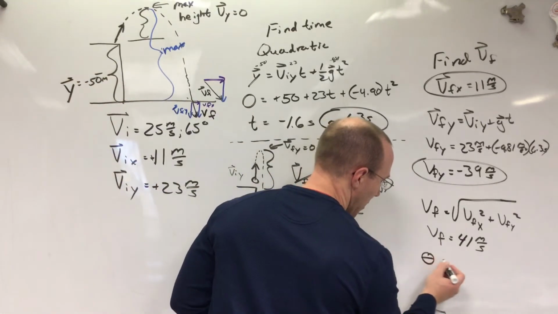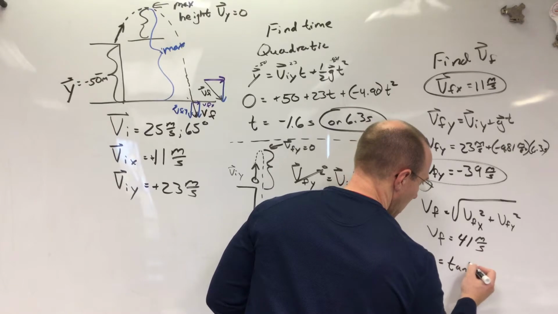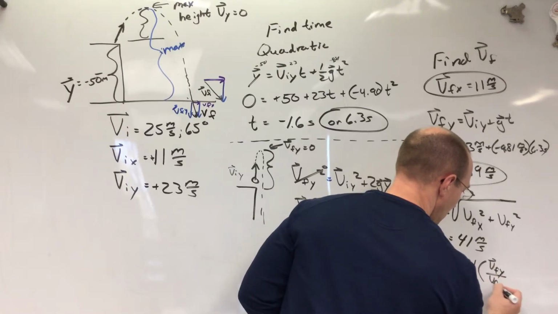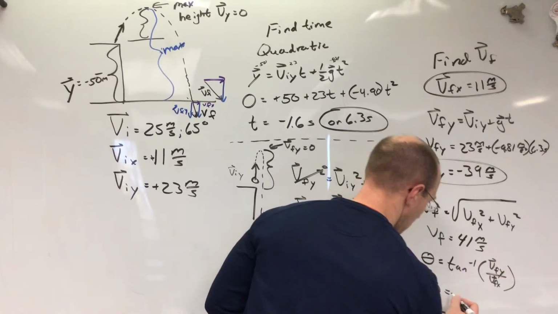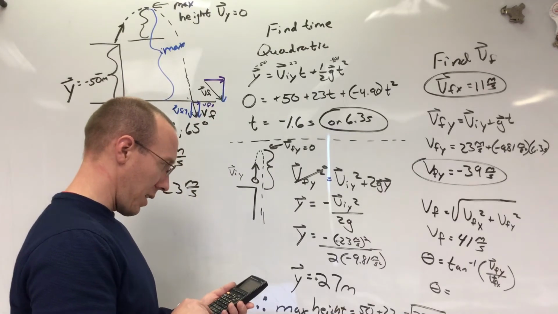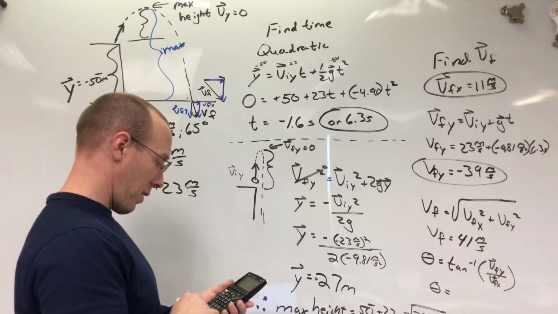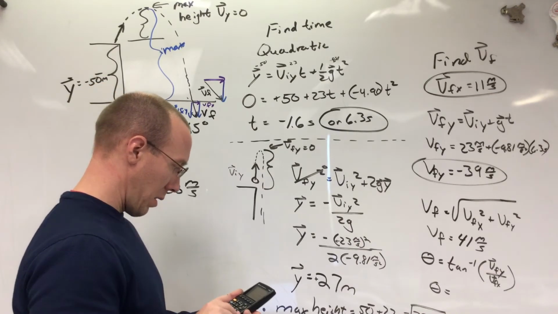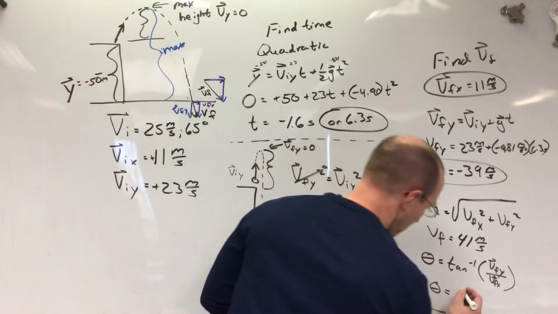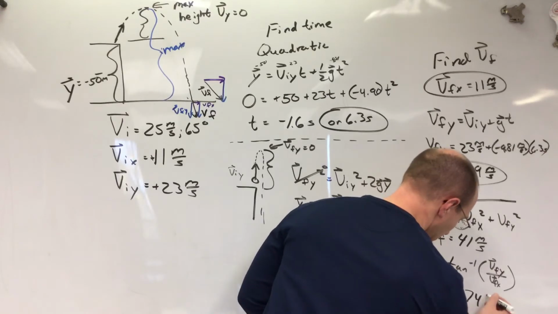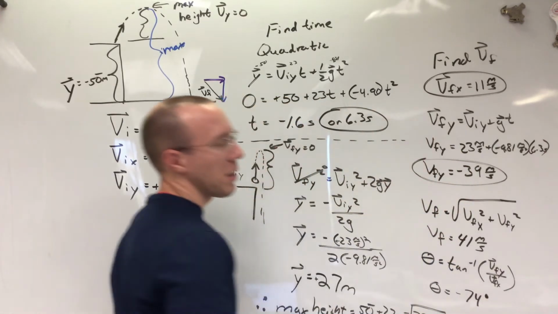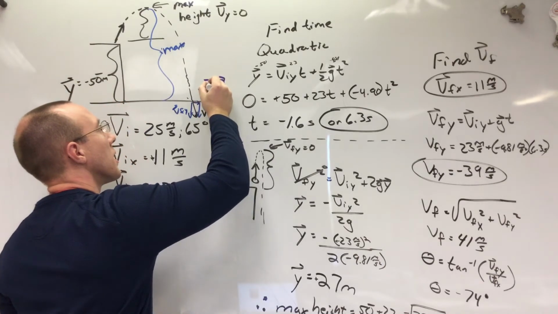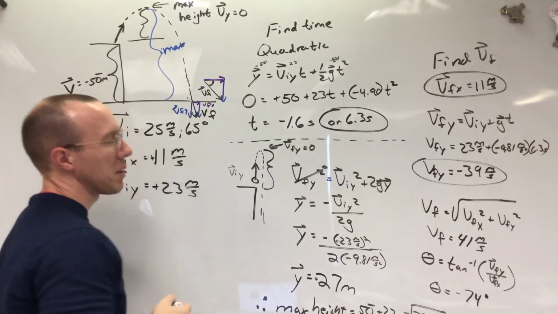We also have to find the angle, which is going to be tan inverse, right? VFY divided by VFX. So when I do that, we should get negative 74 degrees. And that's okay, you can leave that as a negative, I'm okay with that, right? That's going to be this angle right here. We could find what it would be in the positive, but that's okay for negative.